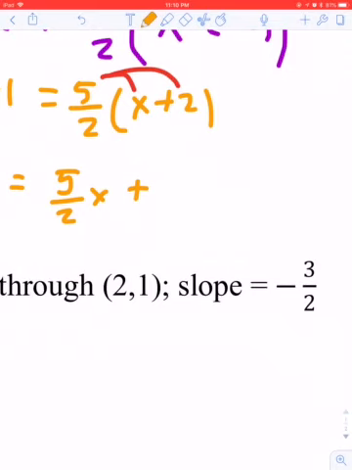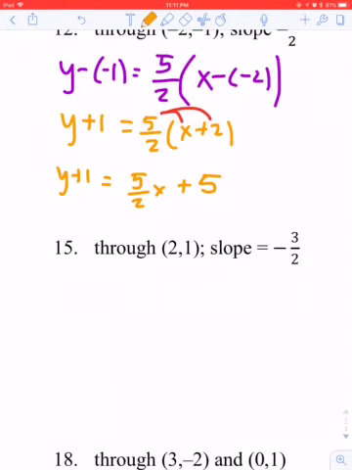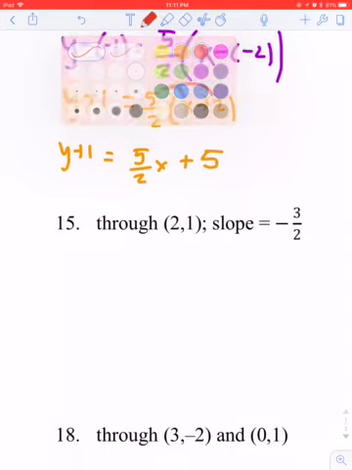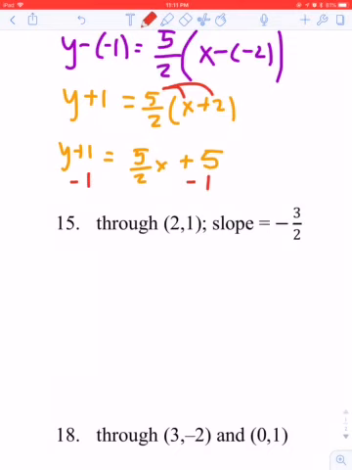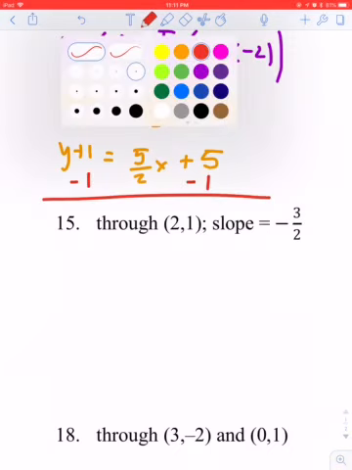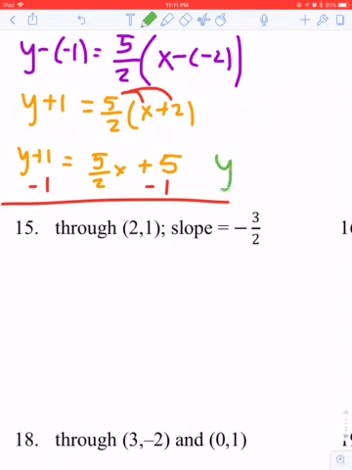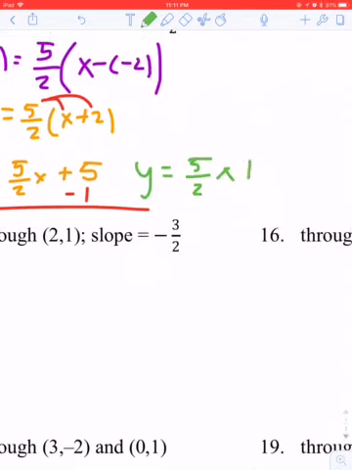So remember, we multiply the top part. 5 times 2 divided by 2. So 5 times 2 is 10. So I'm going to erase that. I'm going to write 10 there. And then 10 divided by 2 is 5. So I'm going to erase that and I'm just going to write 5. So we're almost done. Now we just got to subtract 1 from both sides to get rid of that one. And you'll see that y is equal to 5 over 2 x plus 4.